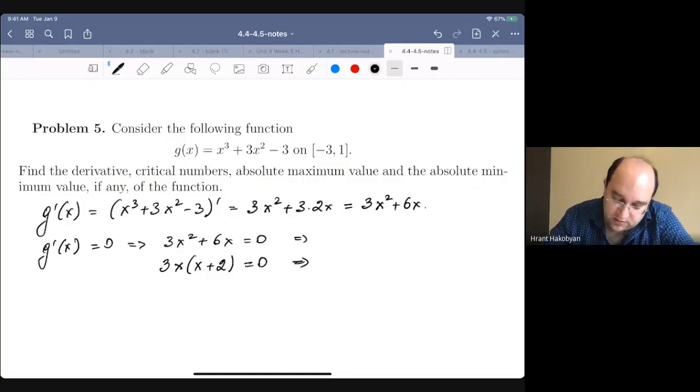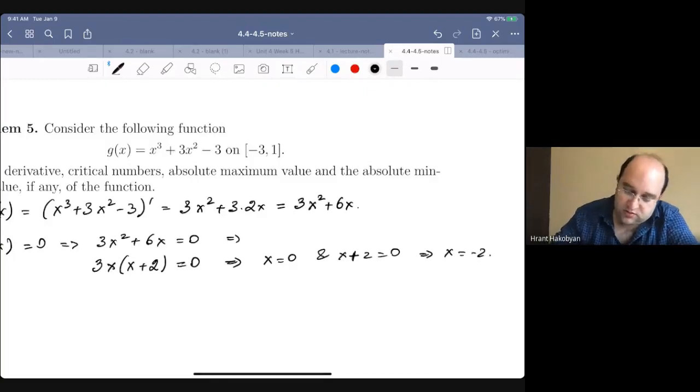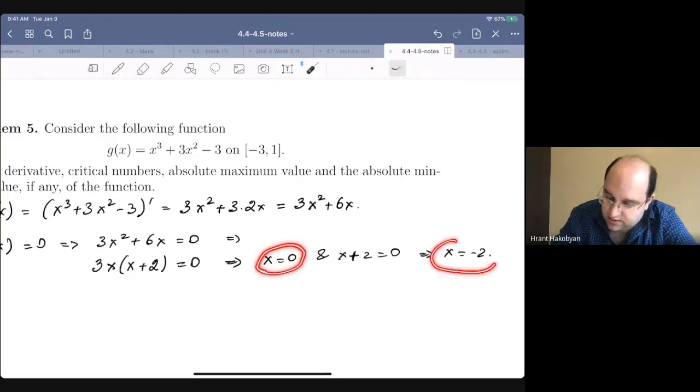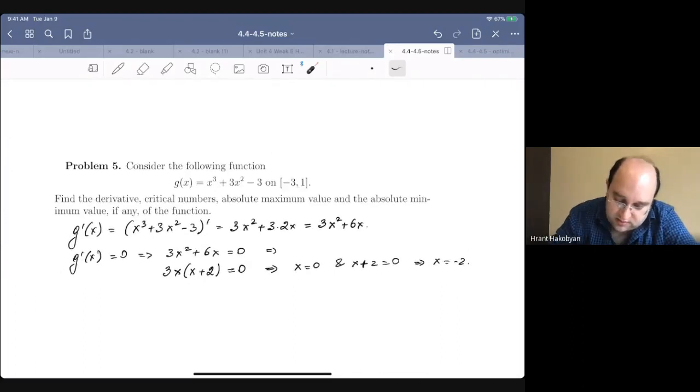So my critical points are x equals 0, and also I have x plus 2 equals 0, which means that x is equal to what? Negative 2. Okay, so those are my critical points: x equals 0 and x equals negative 2. So let's see if they are in this interval. They're both in this interval, right? In the interval negative 3, 1, 0 is there and negative 2 is there.